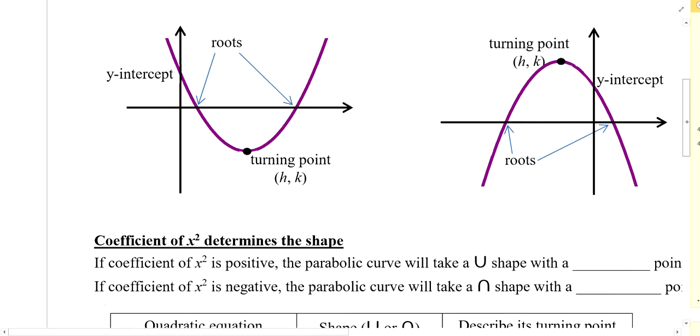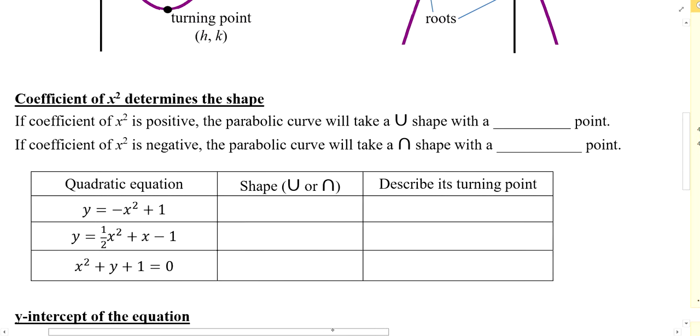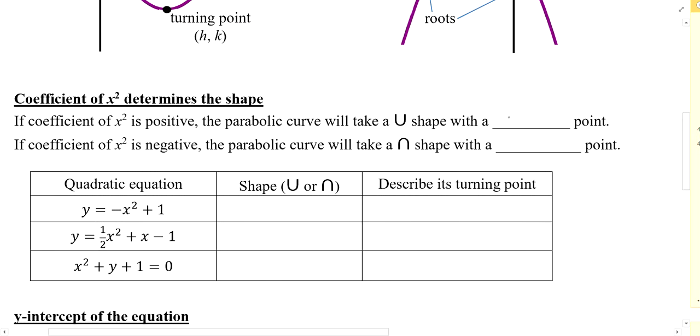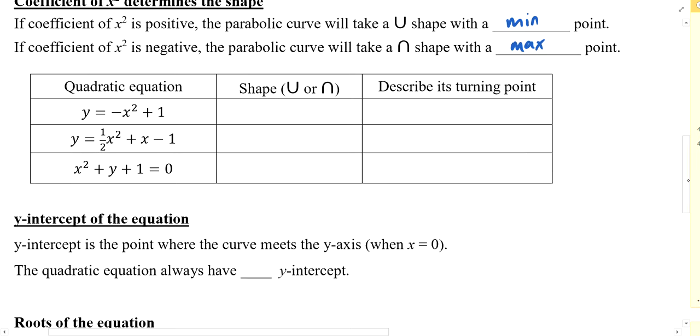Okay, back to the notes. If the coefficient of x squared is positive, it will take a parabola opening upward shape with a minimum point. Okay, so all this we've done already. Now let us fill in the blanks over here. We can do it really quickly. For the first one, y equals negative x squared plus 1. This is a quadratic equation because there is an x squared. So is it a parabola opening up or down? Down. Like this. So describe the turning point, maximum or minimum? Max. Okay, next one. Opening up or down? Up. Minimum or maximum? Last one.